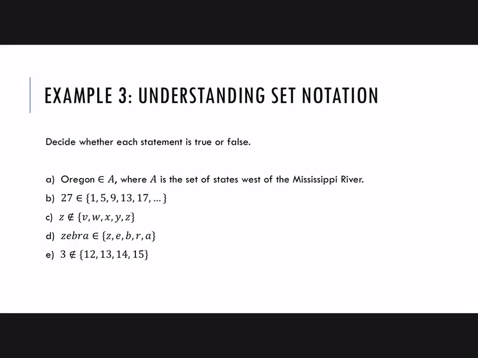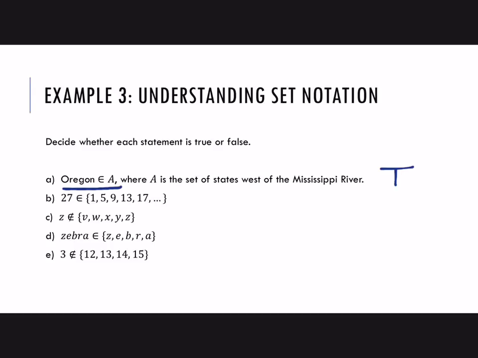So let's practice with this symbol, decide whether each of these statements is true or false. And I'll read these out loud, and you can see the meaning as I read them. All right, so this would read, Oregon is an element of set A, where A is the set of states west of the Mississippi River. So Oregon is a state, it is west of the Mississippi, so that is a true statement.